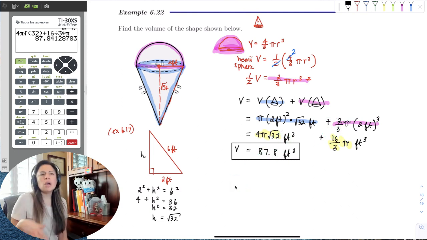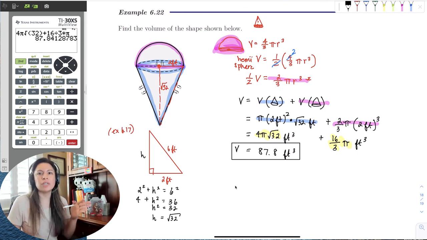And since we want to be able to calculate these to use in the real world and throughout our lives, we would always use the calculator. We don't really want to leave it in an algebraic form where we can't use it in conversation. Not everyone's going to understand when you say the volume of that ice cream cone is 4 pi square root 32 plus 16/3 pi cubic feet. No one talks like that. But if I asked you in common language, you would say, oh, about 88 cubic feet. That sounds so much simpler and more conversational, rather than sounding like a robot.